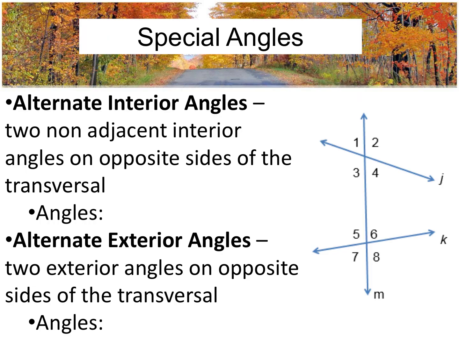Now, alternate interior angles are two non-adjacent interior angles on opposite sides of the transversal. So I'll give you guys the explanation in a second based on the example. I'm going to read: alternate exterior angles are two exterior angles on opposite sides of the transversal. So let's identify the transversal. The transversal again is line M right here.